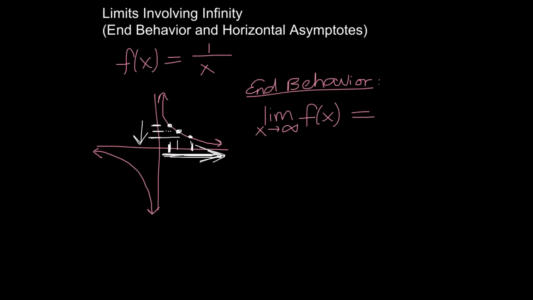So what y value are we getting closer and closer to as x gets larger? We're approaching a y value of 0. So we write 0 right there. The reason is because the y values are approaching 0. It will never be 0 because the graph will never touch the x-axis, but we're approaching it. And that's the idea of limits. What y value are we getting closer and closer to? And the answer is 0.